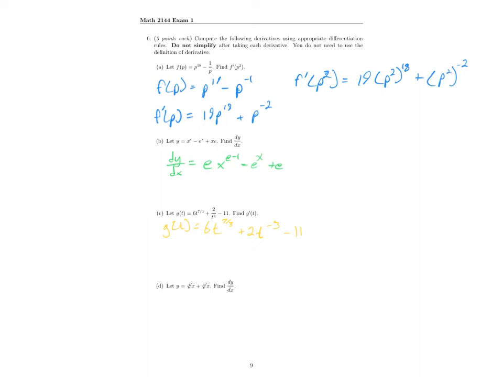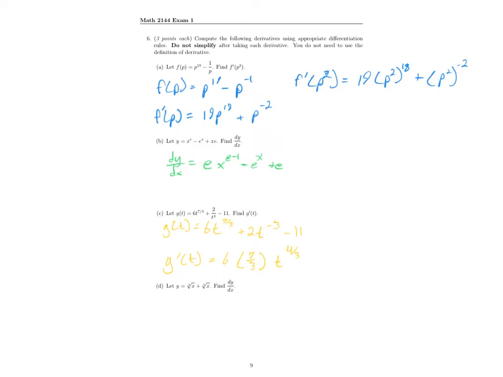So when we're taking the derivative now, we're going to have g prime of t. For this first term, we're just going to use the power rule, and we're going to bring that 7/3 down. So it'll be 6 times 7/3, and then t to the, so when we subtract 1 from 7/3, it's like subtracting 3 over 3. So we're going to be left with 4/3.